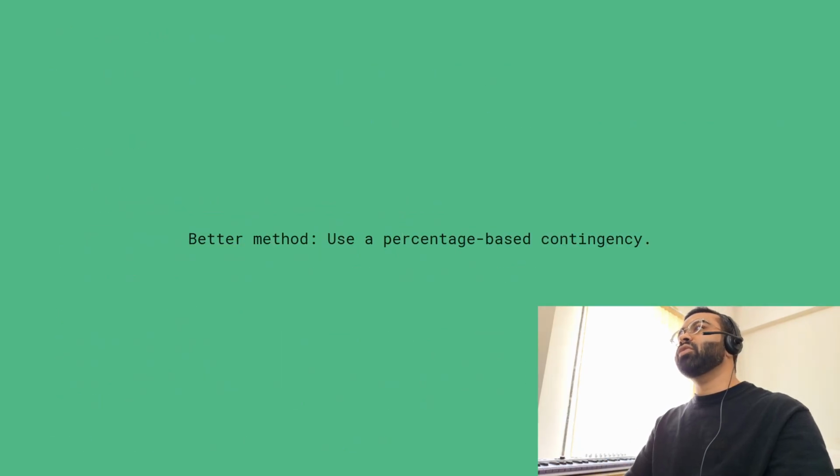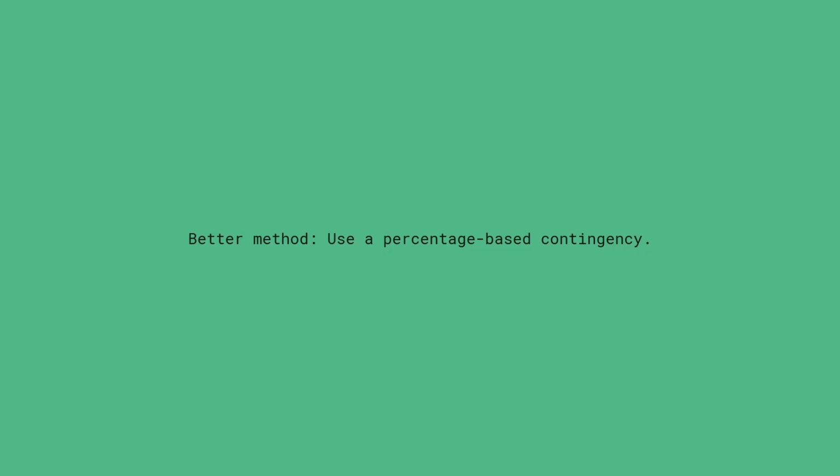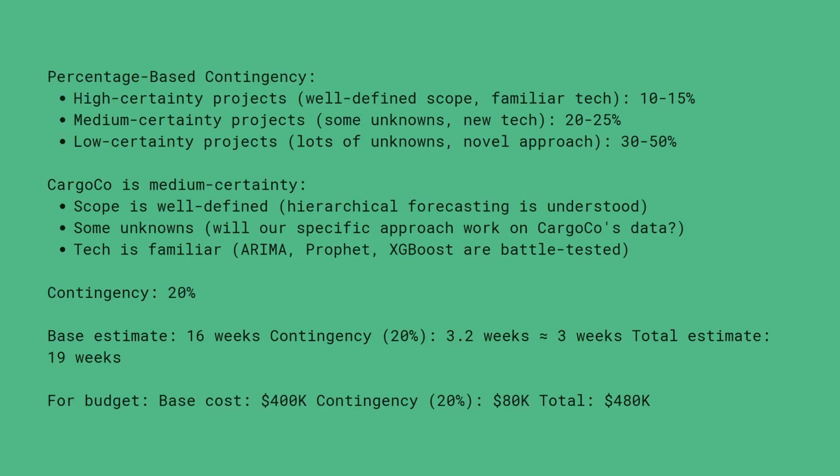But here's the thing, risks are not independent. If one happens, others might happen too. The better method is to use a percentage-based contingency. A high certainty project with well-defined scope is 10 to 15%, medium certainty 20 to 25%, and a low certainty project 30 to 50%. So let's say Cargo is medium certainty: scope is well defined, some unknowns are there, and tech is familiar. So contingency is 20%.